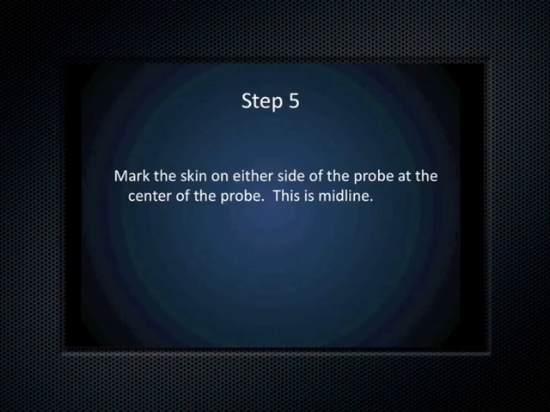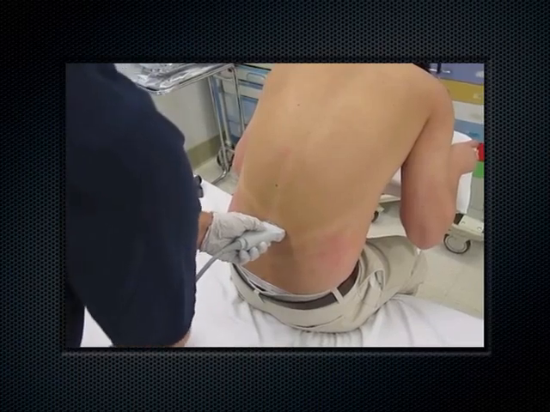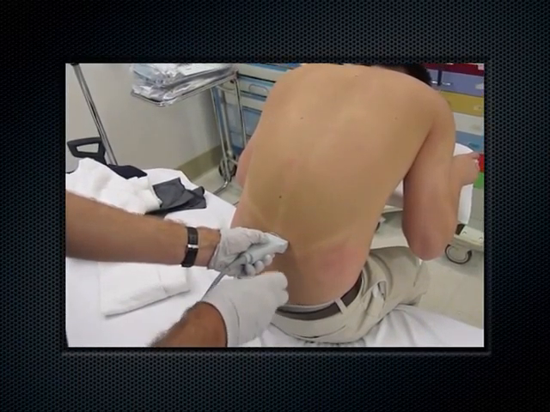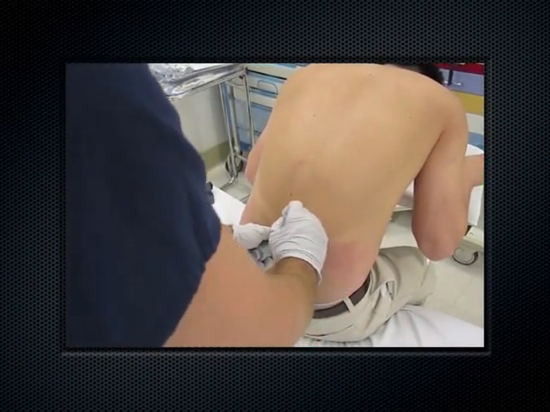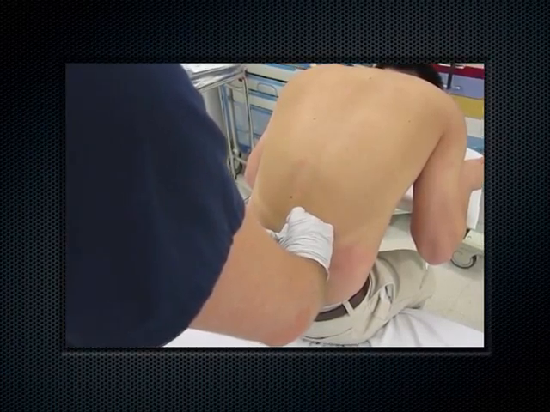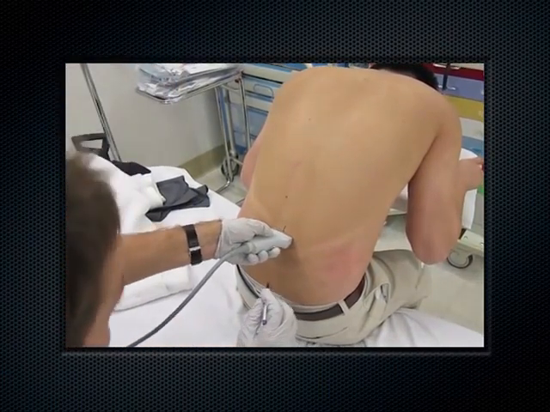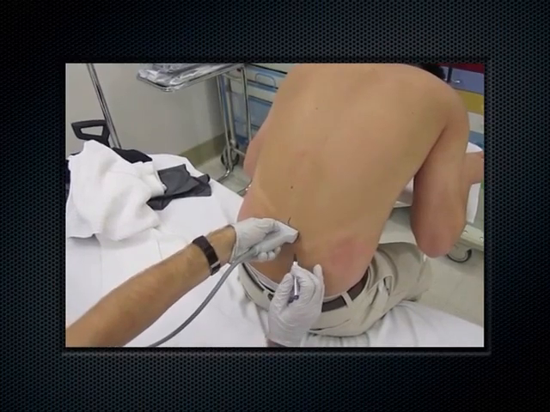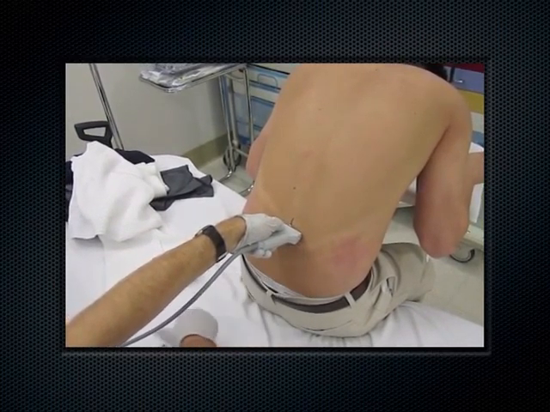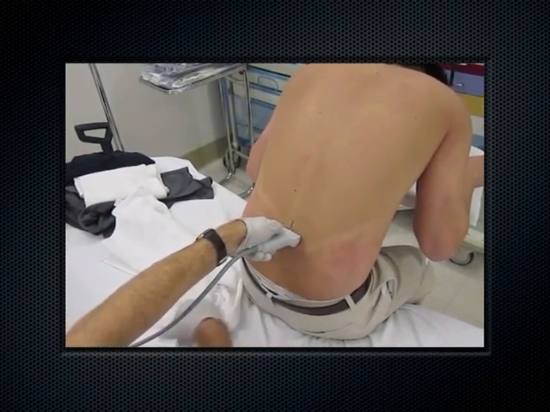Once you have found the spinous process and centered it in the middle of the ultrasound screen, you are going to make 2 skin marks on the patient's back. You are going to place these marks right in the middle of the probe on either side. When the probe is removed from the patient's back, these 2 marks tell you where midline is.